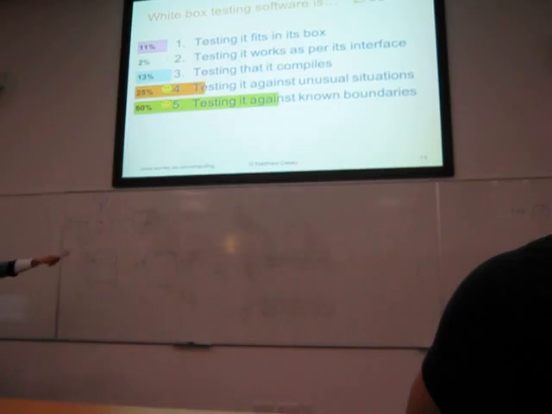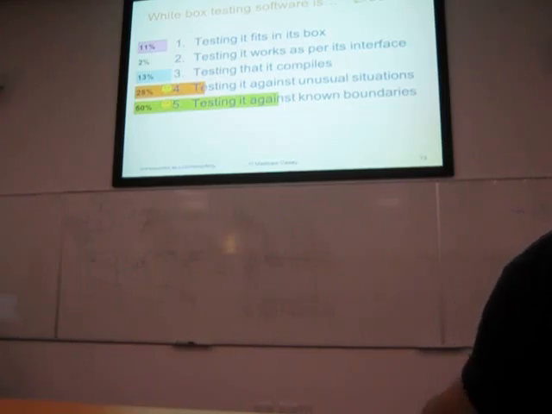The unusual situation is this thing down here. If I give it a value with an index which is 4 and I throw an exception, that's an unusual situation, an erroneous one that I want to avoid. And the boundary again is that I don't want to shove things in an array that goes outside its bounds, and therefore that's another example of boundaries.